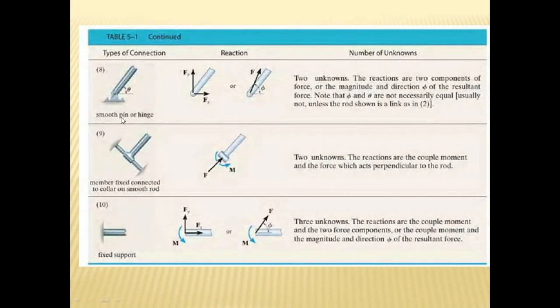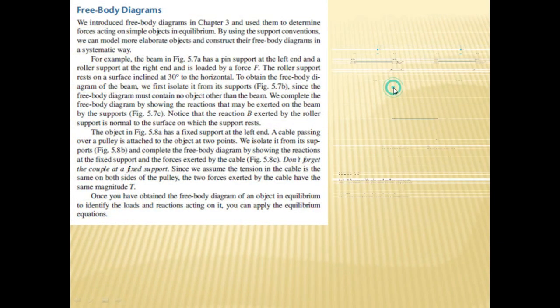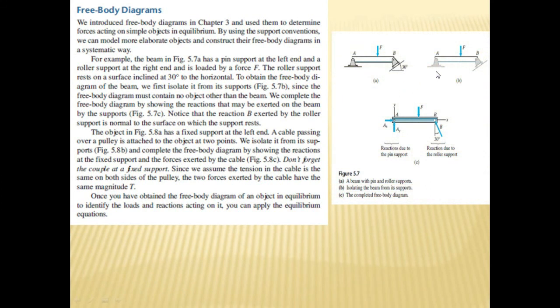And if you look, this is the pin. This pin will give you two reactions, Fx and Fy, as from this table. So if you draw the free body diagram, which is very important, this pin gives you two reactions, Ax and Ay. The roller gives you one reaction, and this angle is 30, so this angle with the vertical y is also 30. So these are the reactions due to the pin support and the roller support.